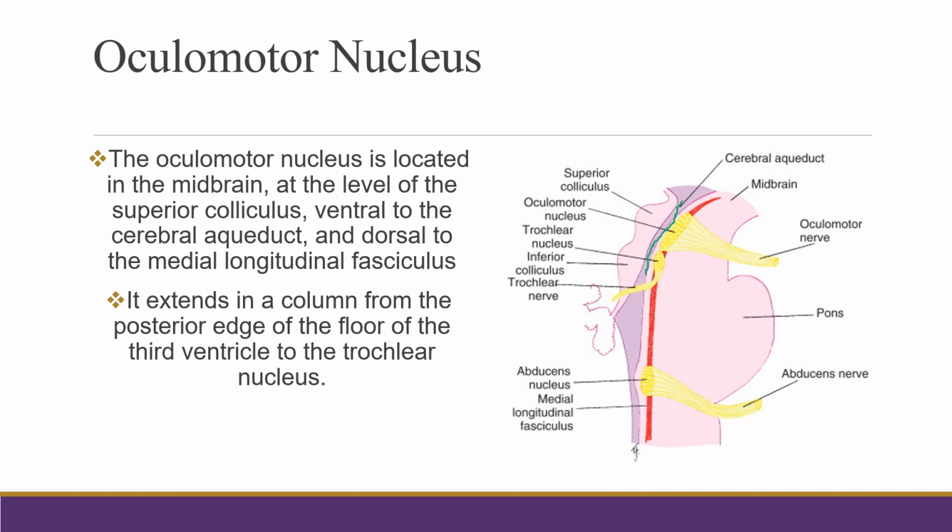So the cerebral aqueduct here, and then right in front of it, we see that ocular motor nucleus, and then we see the trochlear nucleus just inferior or caudal to that area as well. And then we see the ocular motor nerve coming out this way here. So understanding that inflammatory picture there is important. So it extends in a column from the posterior edge of the floor of the third ventricle to the trochlear nucleus.